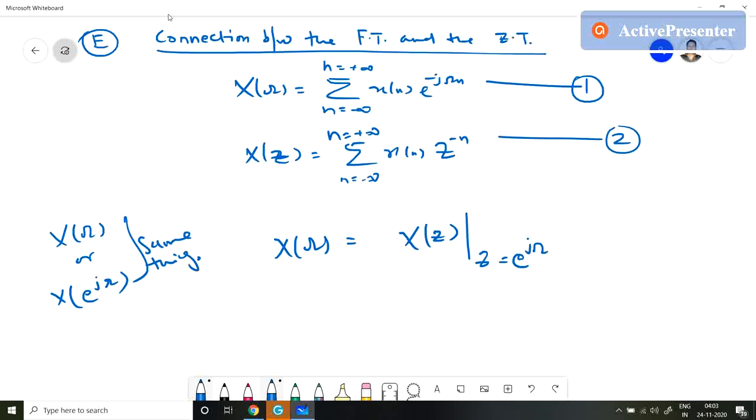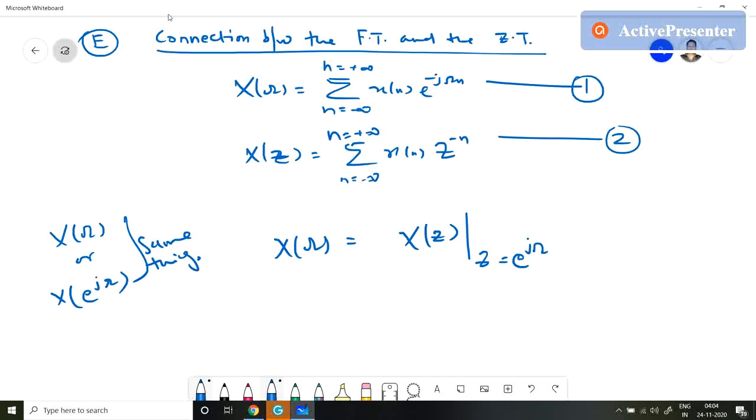Same thing. Somewhere we can find this notation and somewhere we can find that notation. So basically X(Ω) and X(e^{jΩ}) can be used interchangeably, because the Fourier transform comes from the Z transform with Z equal to e^{jΩ}. If we replace Z with e^{jΩ}, that gives X(Ω), which is the discrete time Fourier transform.